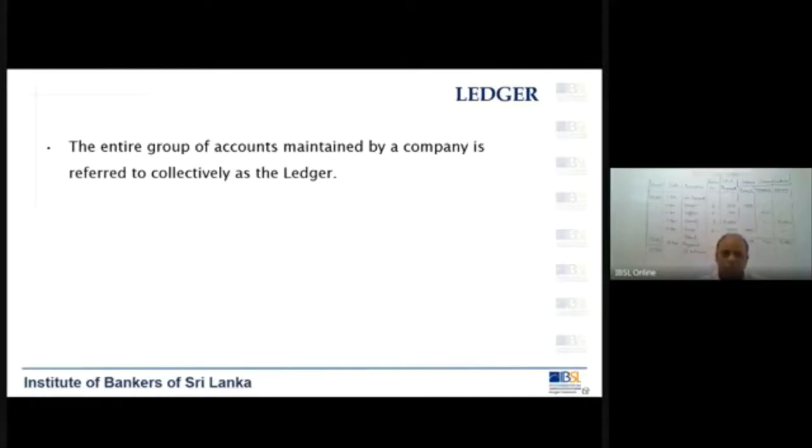Okay. So the personal accounts, as you know, will be in the day books, like the sales day book, purchase day book, sales return, all those. But the ledger will have all your accounts: the control accounts and the impersonal accounts, nominal accounts, your assets, liabilities, real accounts, everything is included in your ledger.